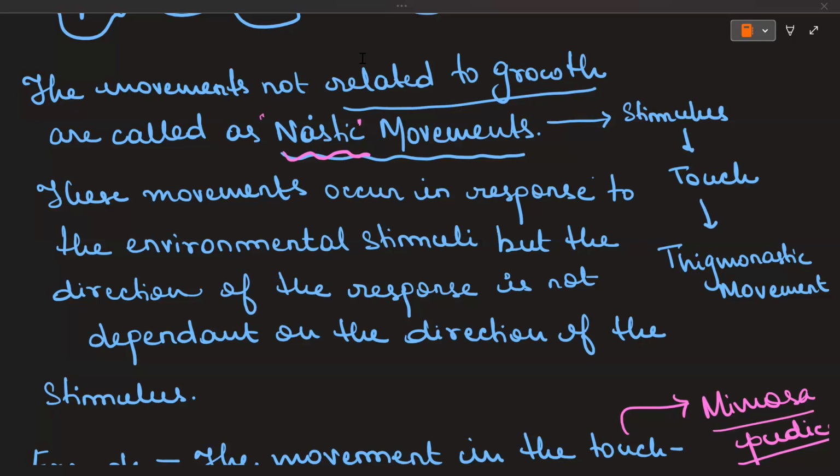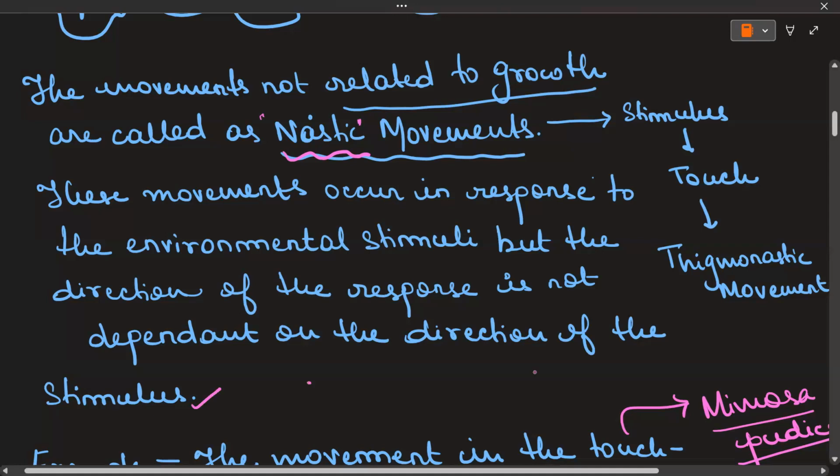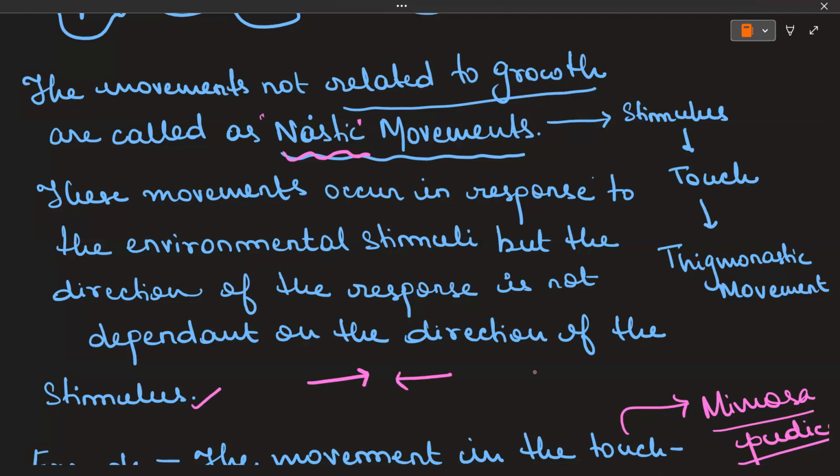So what I was saying is that the nastic movements are movements that are not related to growth. The response of these movements does not occur in the direction of the stimulus. So if the stimulus is provided this way, the response may be the opposite way, meaning it does not depend upon the stimulus. You understand?